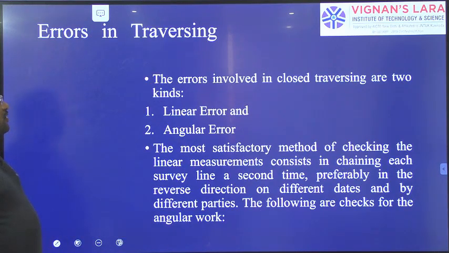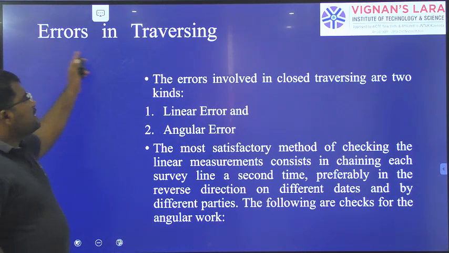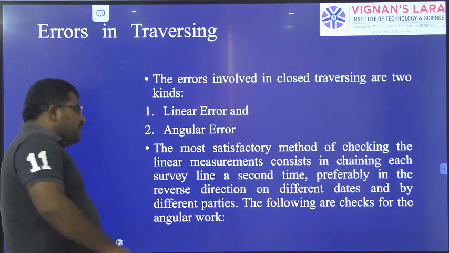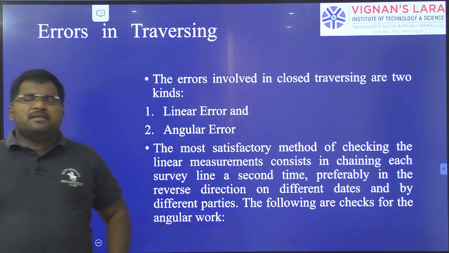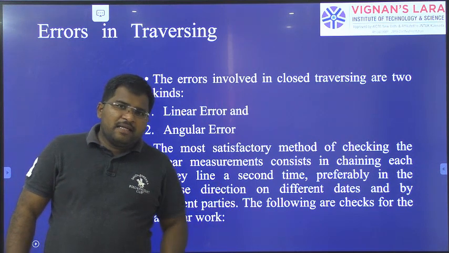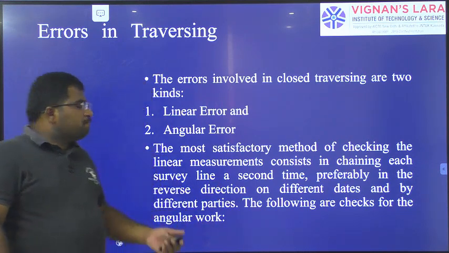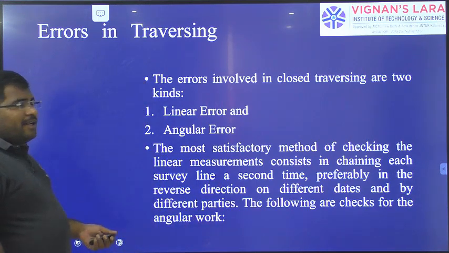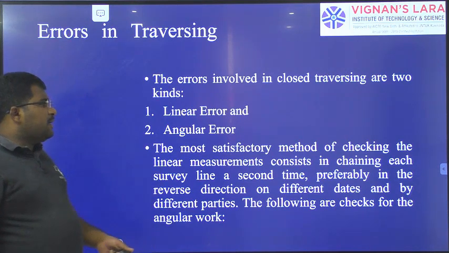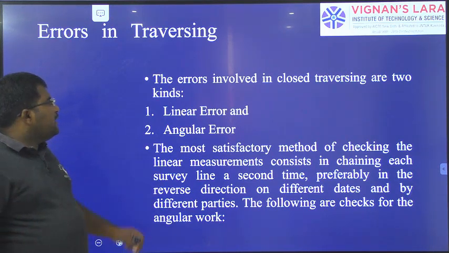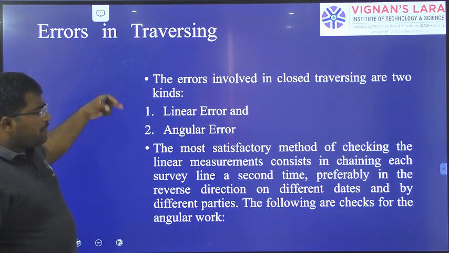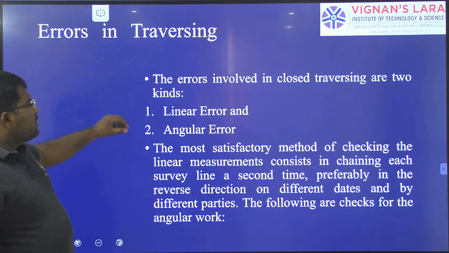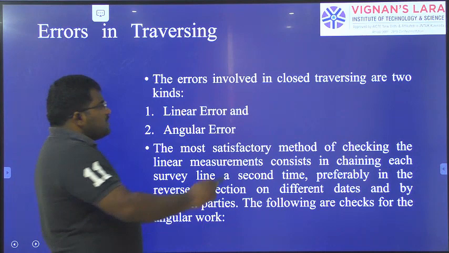Okay, so next we are going to talk about the errors in traversing, right? If you are taking horizontal measurements, that means linear measurements with the tape or chain, or if you are taking the directions with the help of the theodolite or compass, we may get some error values. How are we going to correct them, right? We will see how errors come in open traversing and closed traversing. First of all, we are going to discuss closed traversing.